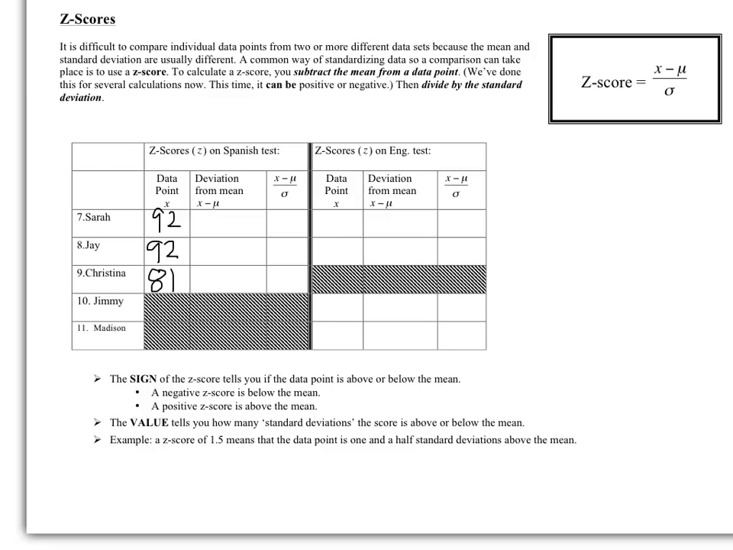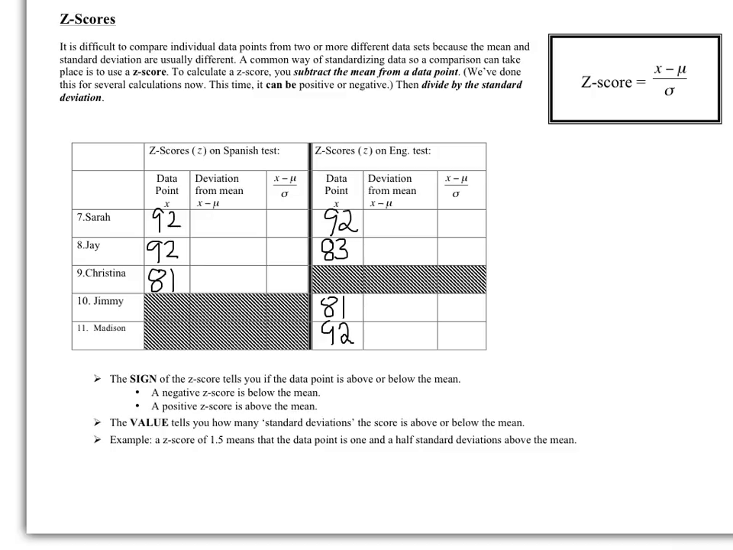And then let's go over and look at the English test as well. So Sarah also took the English test. She got a 92 on the English test. Jay got an 83 on the English test. And then we've got Jimmy and Madison down here who did not take the Spanish test. So we've got 81 for Jimmy, and Madison was 92. If you don't know where I'm getting these numbers, I'm basically just getting them from the front of the sheet of the paper at the top.